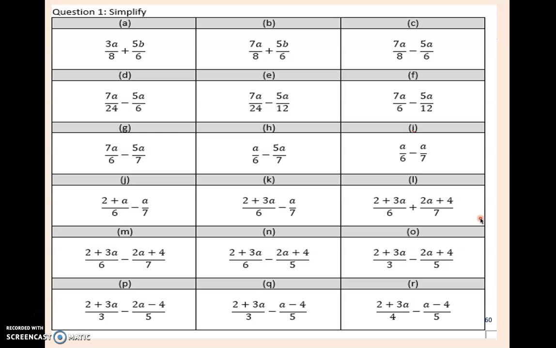So now if you can spend 7 minutes, pause the video and model exactly how we've just done it previously. Use your book to model how you're going to answer these.